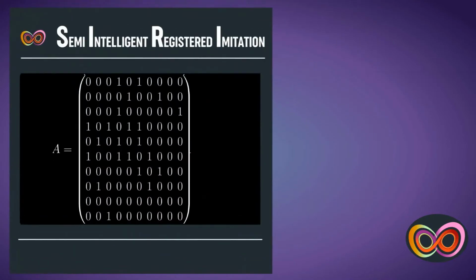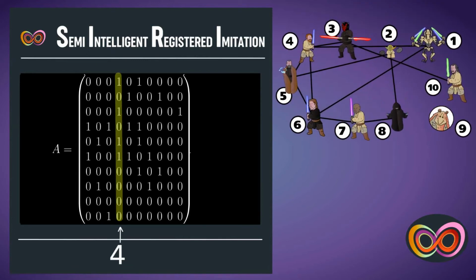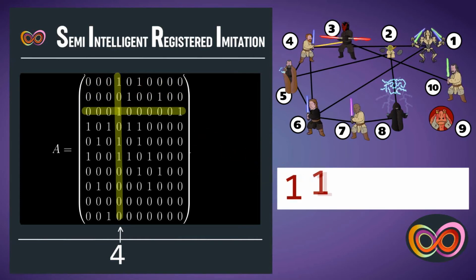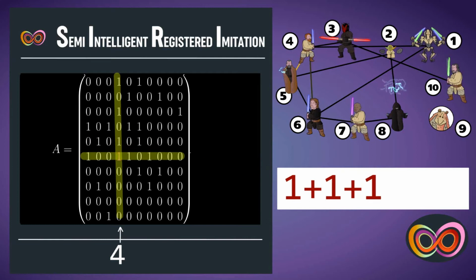Moving on, we can also realize that if we sum the elements of a given column, say the fourth, of our adjacency matrix, we get the number of edges that start at that given vertex, the vertex number 4. In this case, we get that the number of edges starting at Obi-Wan is 4, since Obi fights 4 guys in the movies. He's such a badass.